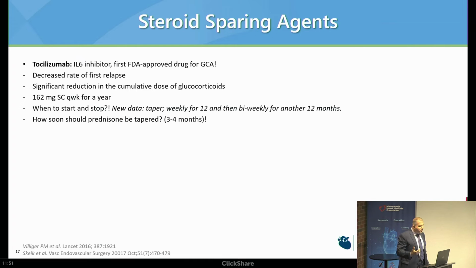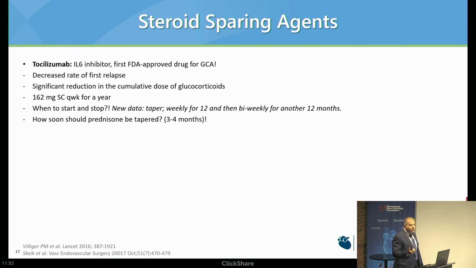So that's why I think it's important to think about a steroid-sparing agent, and tocilizumab, or Actemra, in other words, is an interleukin-6 inhibitor. That's the only drug that's FDA approved to treat GCA and help to spare these patients the side effects of steroids. Based on a study that included patients with GCA, they were given tocilizumab or usual care, which is steroids. The tocilizumab arm, in addition to prednisone, showed significant reduction of the required dose of glucocorticoids, and also decreased the rate of first relapse as well.